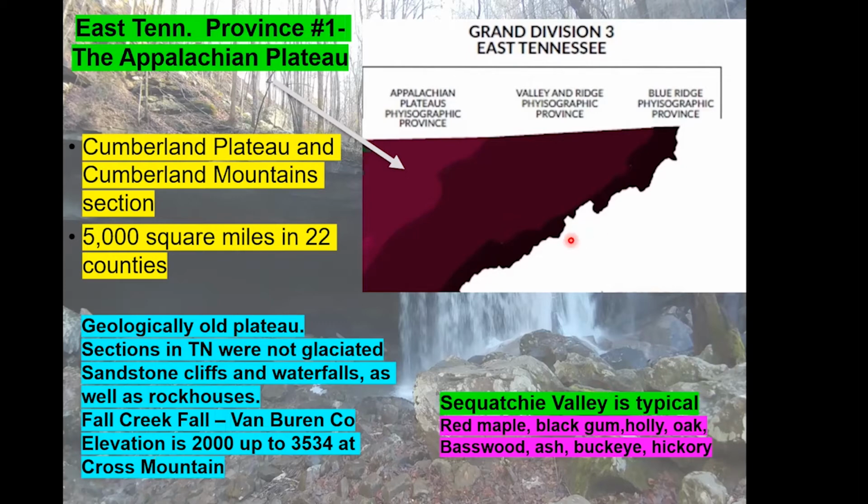There's Sequatchie Valley, which we talked about, is a typical area. It has some not unique, but trees that are probably a different makeup than some of the other areas: red maple, black gum, holly, oak, basswood, ash, buckeye, and hickory. So you'll see just a different flavor of that. 22 counties. Let's see. Pretty cool area.